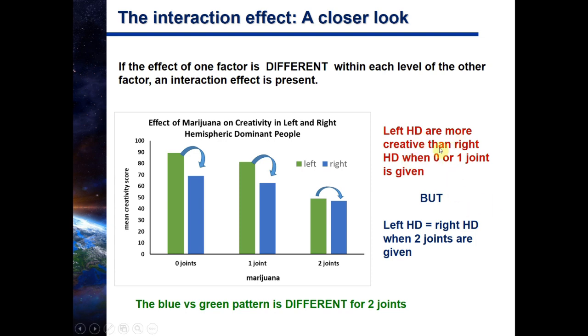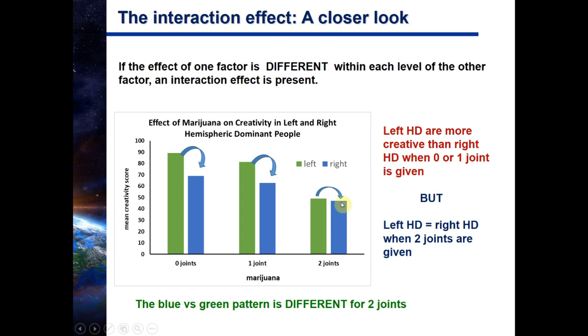All right, so that's kind of summarized here. Left hemispheric dominant people were more creative than right when they consumed either 0 or 1 joint. However, left equals right hemispheric dominance when 2 joints were given. So when they were in the 2-joint group. All right, so the blue-green pattern, in this case, the left versus right hemispheric dominance pattern, is different for the 2-joint group relative to these other conditions. So that tells us that we have an interaction.